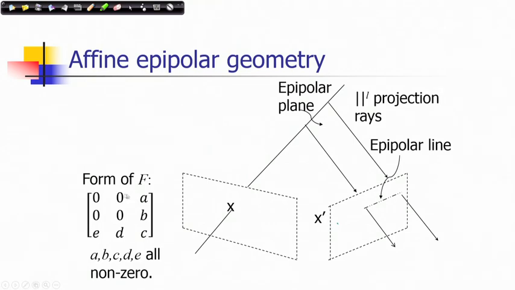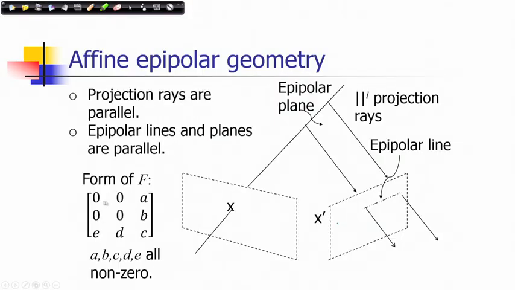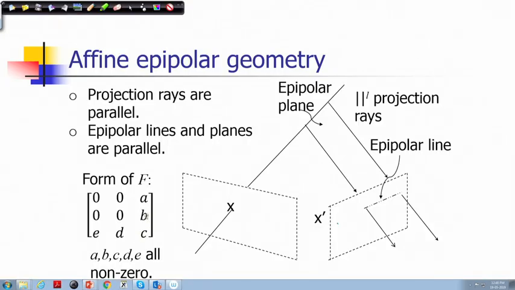And the form of the fundamental matrix, particularly when you have this kind of geometry, gets simplified. You can see the structure here. You have only 5 non-zero elements. All the 4 elements in this part are 0, and the other elements are non-zero, and so there are only 5 parameters. But since, once again, the scale is involved in this representation, there are 4 independent parameters.